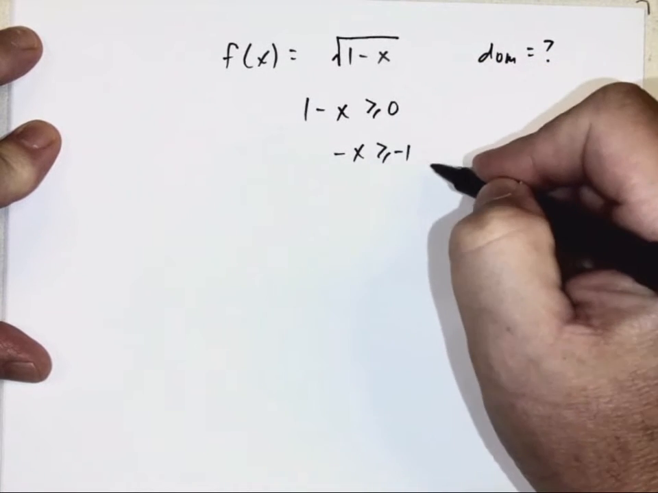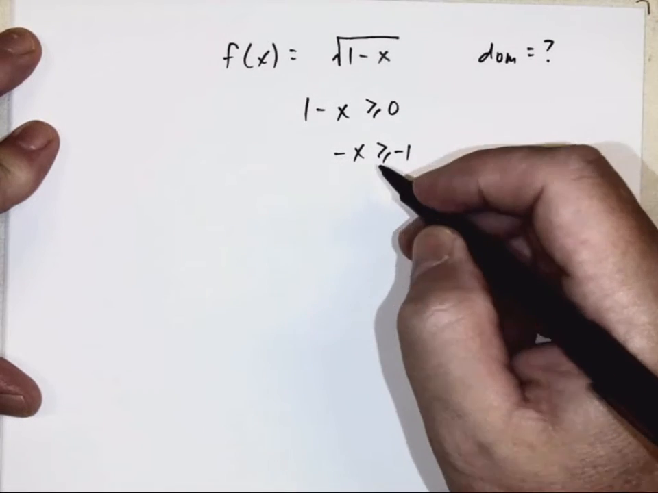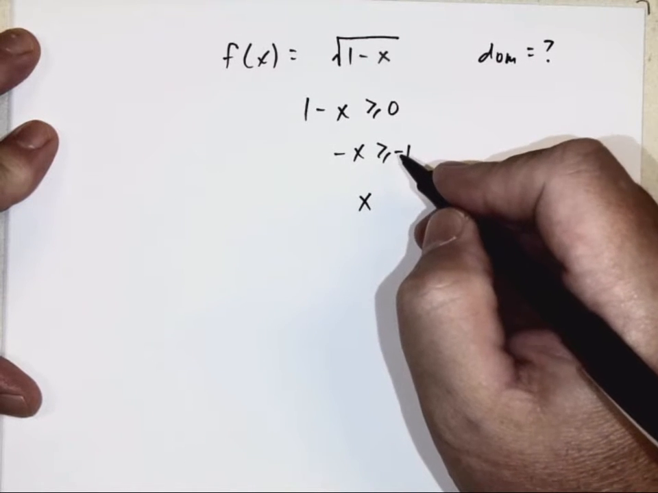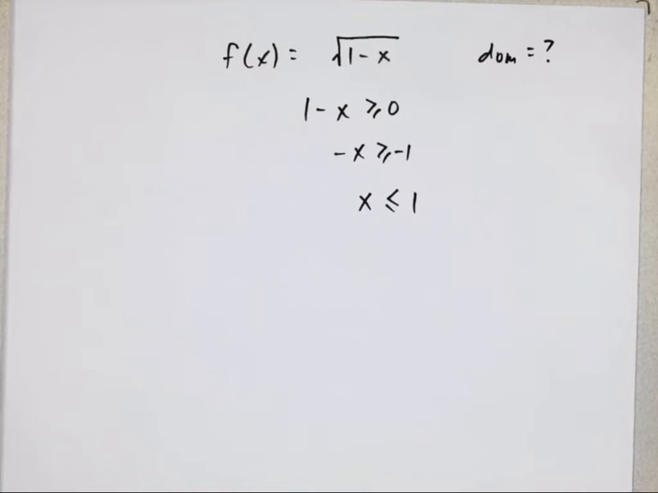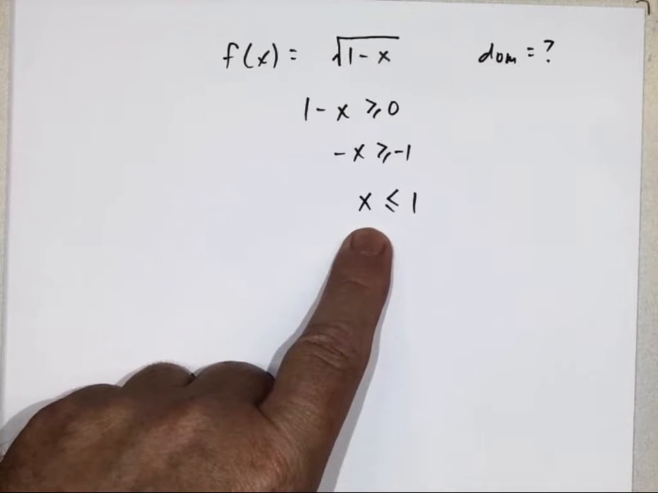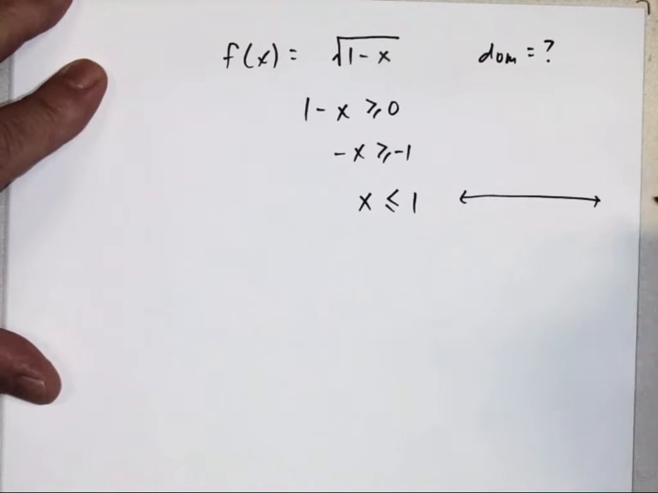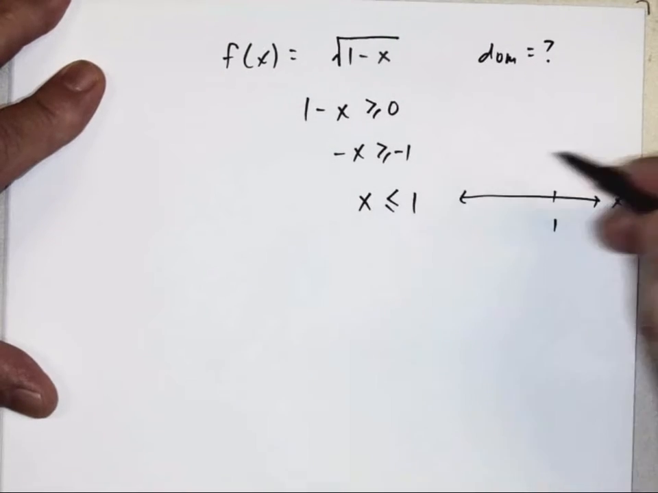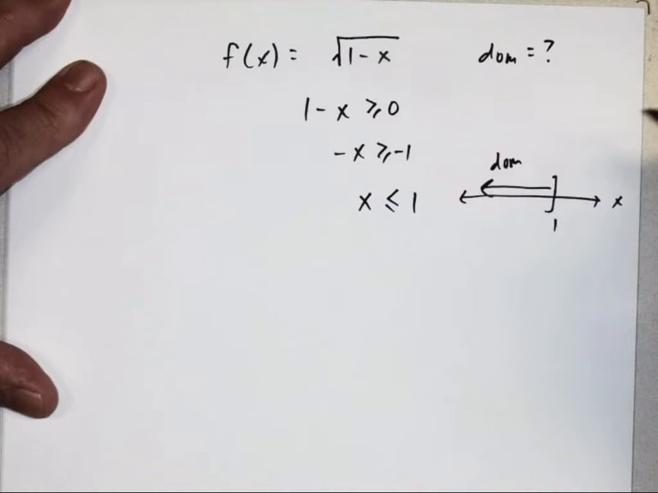Subtract 1 from both sides. I've got -x greater than or equal to -1. I want this to be x, so I'll divide both sides by -1. However, remember, whenever you divide both sides by a negative for an inequality, the inequality flips. So now, I'm saying that x has to be less than or equal to 1. Just to make it very clear, I always graph it. So if 1 is here, x has to be less than or equal to 1. Looks like this. So this becomes my domain.